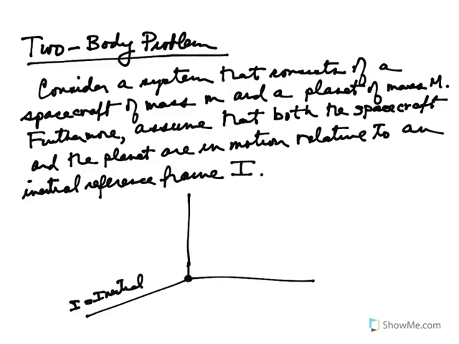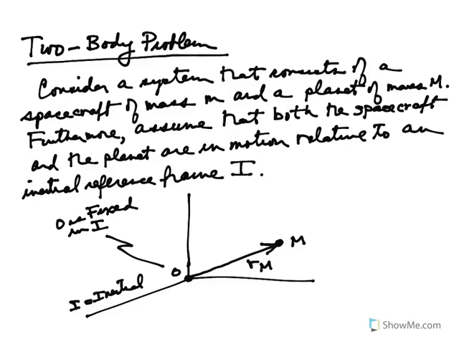And for completeness, we have a point O, and O is fixed in I. And it's the point from which we are going to measure all our distances. We have a spacecraft and a planet. So first I'll draw the planet. The position of the planet is denoted, here's the planet, it has mass big M. The position of the planet will be denoted R big M.